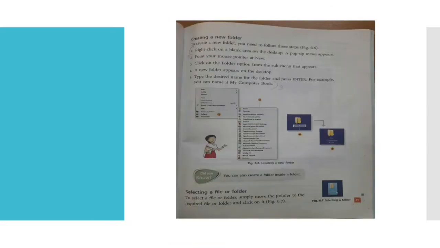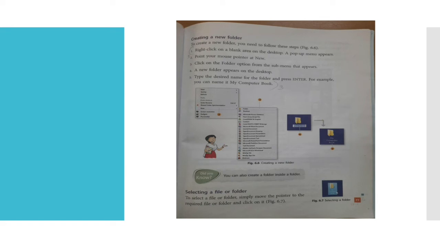Next, creating a new folder. To create a new folder, we have to follow some steps. Right click on the blank area on the desktop. A pop-up menu appears. Point your mouse pointer at New. Can you see the picture given below? First they right clicked, then with New, they opened a folder. The third one, then the new folder when they open; see, the fifth is My Computer Book.